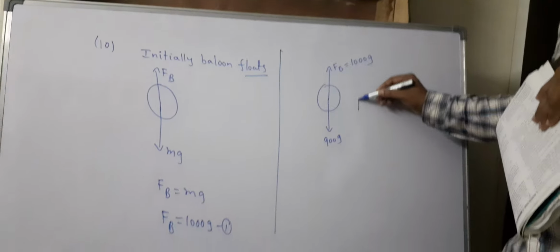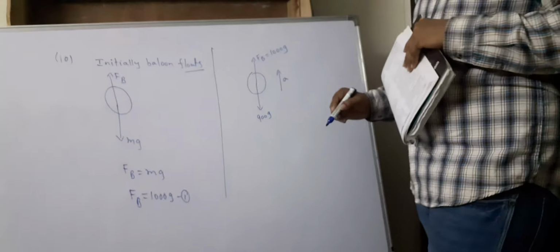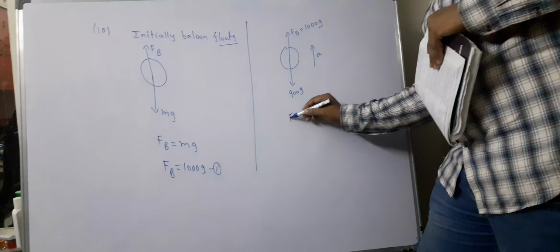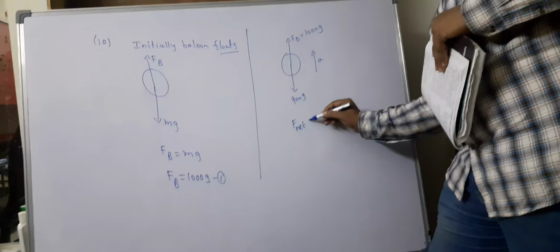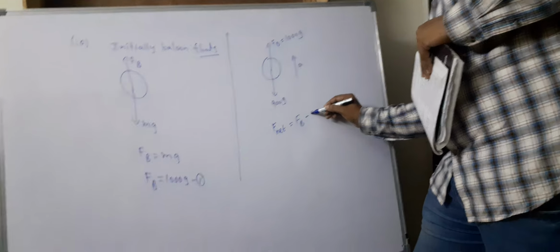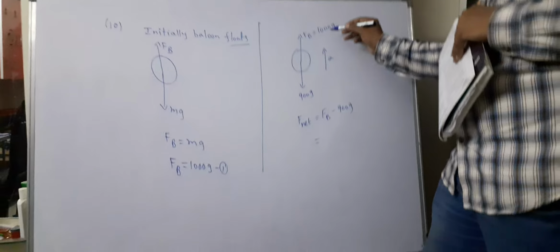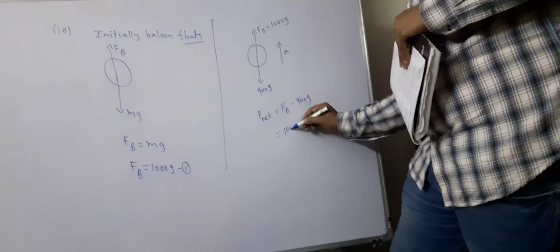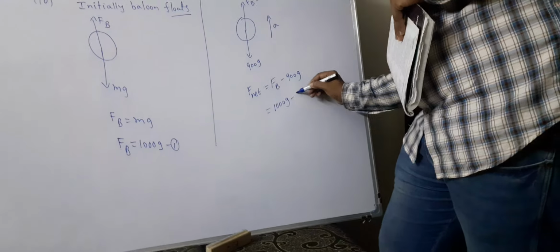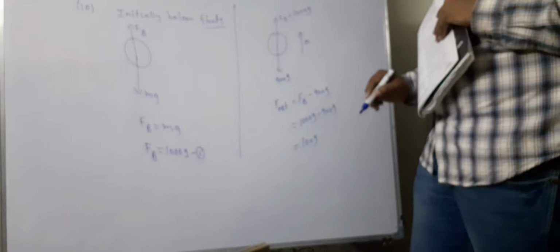In this situation, the upward force is more. That's why the balloon rises upward with acceleration A. Here, F net equals upward force minus downward force, 900 g. What is the FB value? 1000 g. What is the weight? 900 g. Finally, what? 100 g.